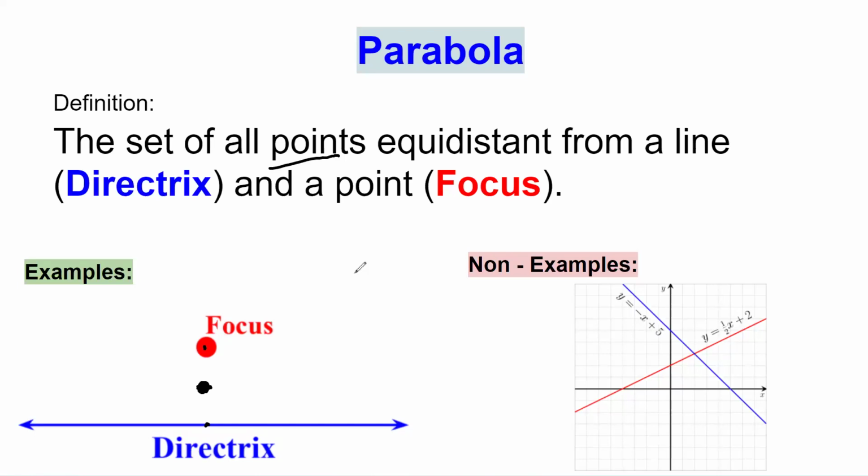Now, my non-examples. Obviously, we have a point and a line. Over here, my non-examples, I have many points and two lines. I don't want that as an example. I just want a point and a line. So the parabola is the set of all points equidistant from a line called the directrix and a point called the focus. I'm going to label focus in red and directrix in blue, so we can keep that uniform style throughout the lesson.